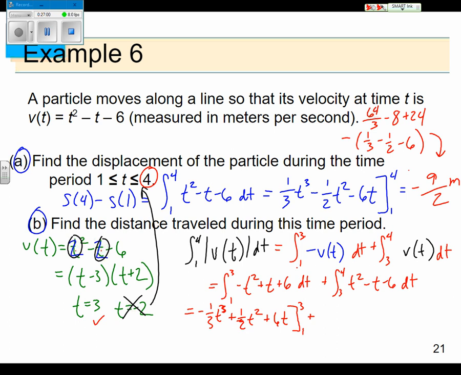Plus, and then all this is the same as it is above, so I'll just copy it down. 1/3 t cubed minus 1/2 t squared minus 6t. But this time it's being evaluated from 3 to 4. I am running low on room down here. Final line, because I don't have any more room.